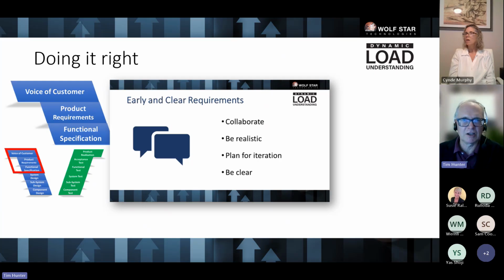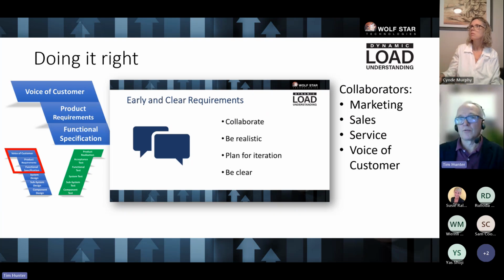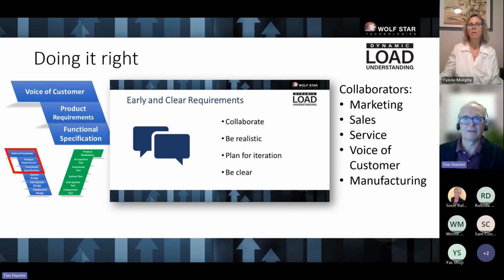You need to make sure that you're collaborating, you're realistic, you're planning for iteration because things will happen, and you've got to be clear. And the key to making that all work is having the right collaborators. So you really want to make sure that you've got marketing involved, sales involved, service involved. Service is super important here. You've got the voice of the customer, and then make sure that you bring in manufacturing. Manufacturing has got to make your parts, so they've got to be a part of the upfront planning.